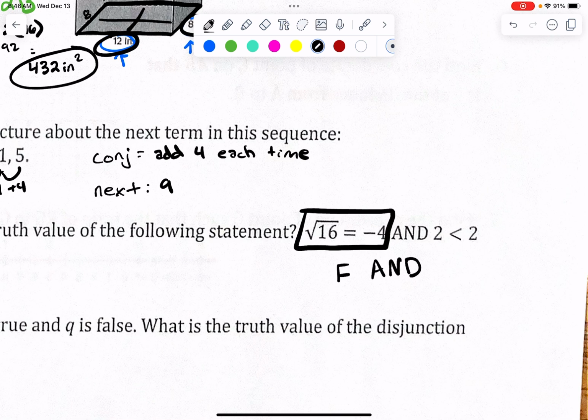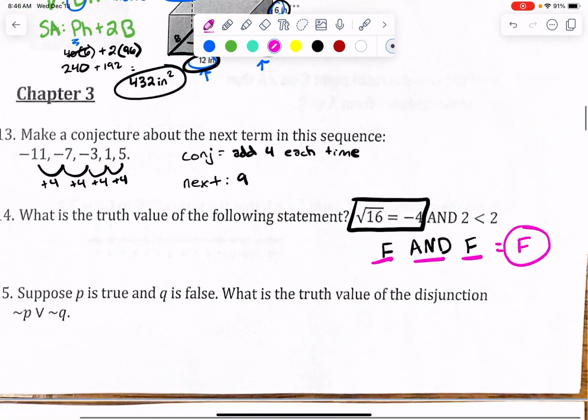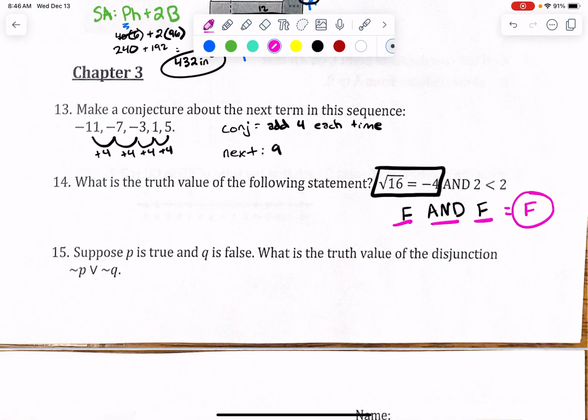and 2 is less than 2, which is false as well. So is it true that false and false? So basically what I'm saying is this and this true. Well, it's not. Neither one of them is true, so the whole thing is false. So that and that, that whole thing would be false. Okay? Let's see another one of those.